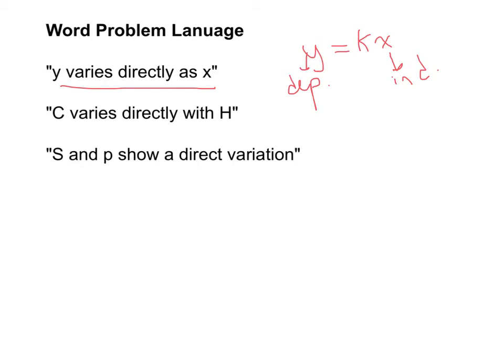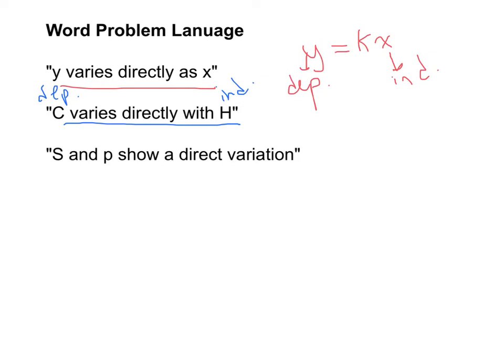Or they might say something like this. C varies directly with H. In that case, if C varies directly with H, well, it's kind of like y varies directly as x. C is varying directly with H, meaning that H will be the independent variable, and C will be the dependent variable.